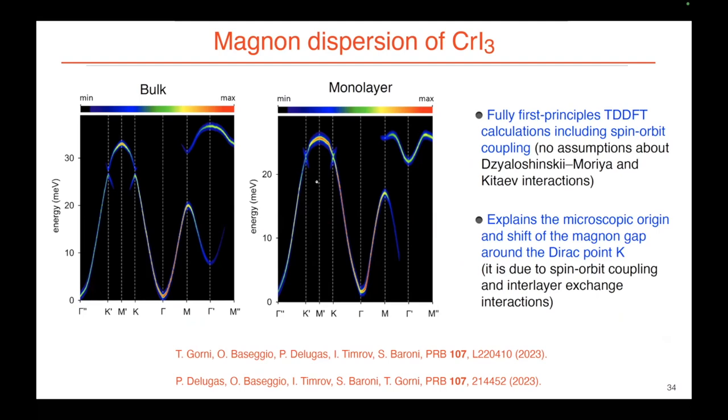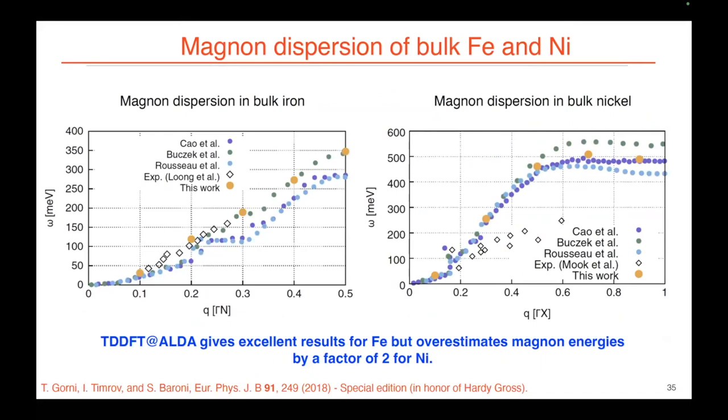In particular, we studied the magnon gap at the K point, and this gap originates due to spin-orbit coupling and interlayer interactions in the bulk. So if you want to learn more, you can study these two papers shown here. And we also studied more prototypical systems like bulk iron and bulk nickel. Again, these are the magnon dispersions.